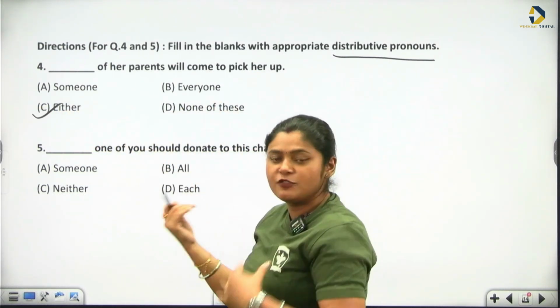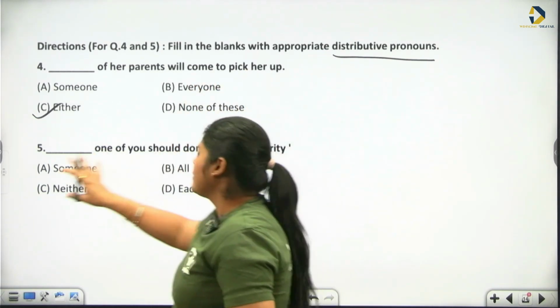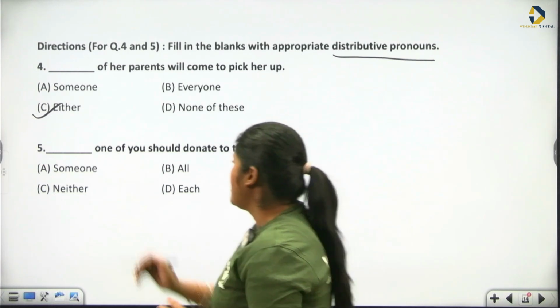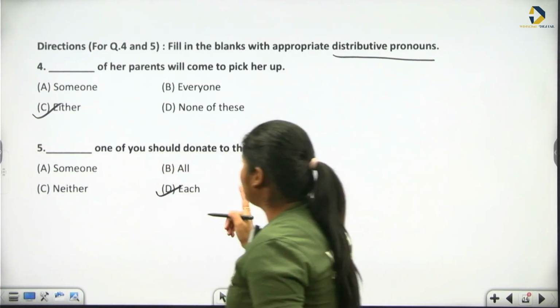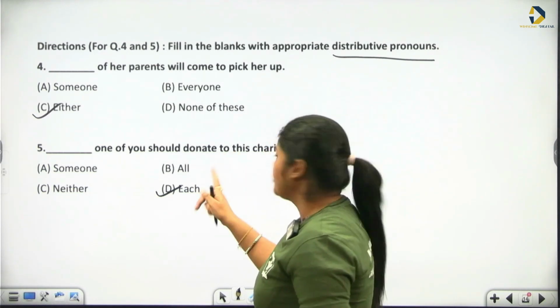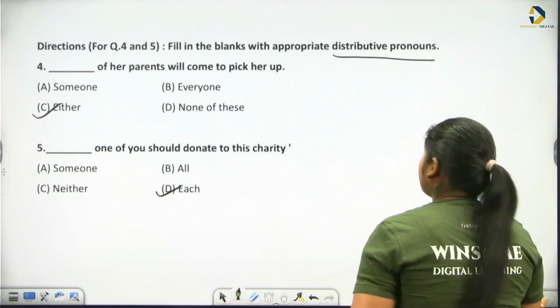कोई भी, या फिर मम्मी या फिर पापा, कोई भी pick up करने आएंगे. Fifth one, dash one of you should donate to this charity. Each one of you, that means सबको, each one of you should donate, everyone should donate to this charity.